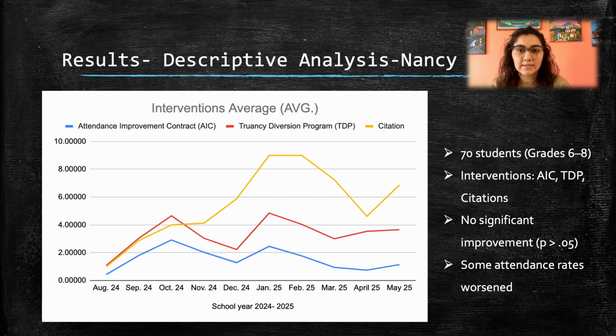Let's start with what the numbers tell us. We analyzed attendance data from 70 middle school students who participated in one or more tier interventions, from attendance improvement contracts to course citations. When comparing attendance before and after interventions, we found something unexpected. There was no significant improvement across any of the groups. In fact, some students' attendance actually declined.